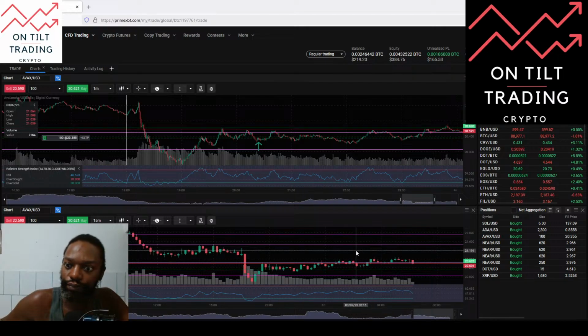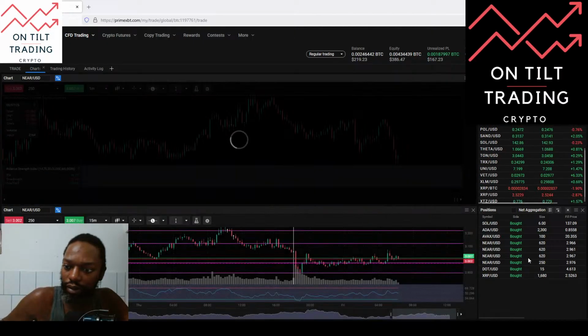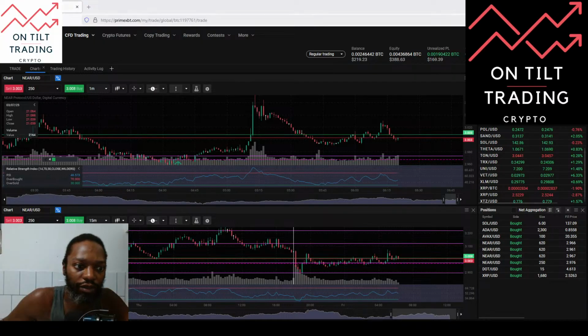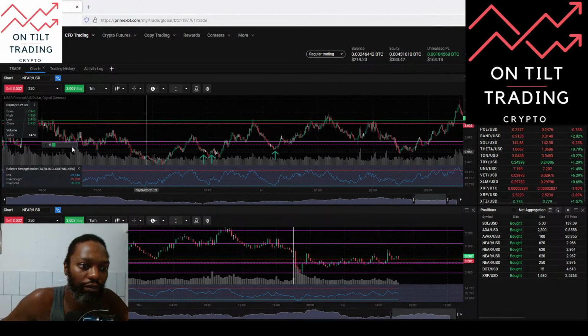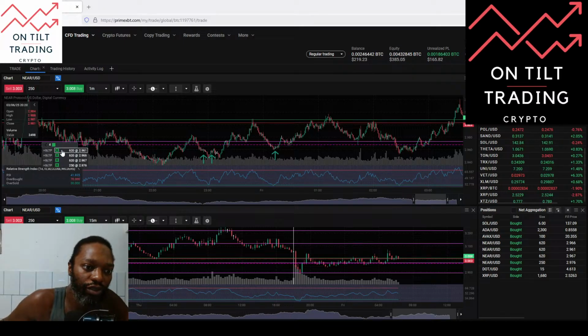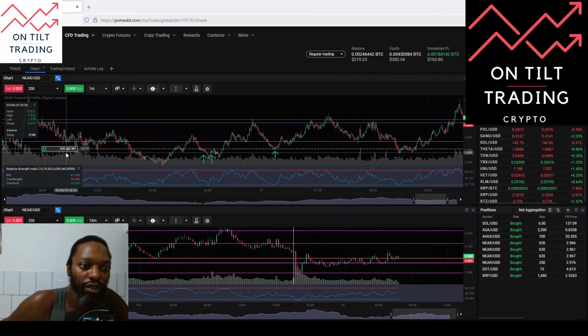Okay. Actually, let me back up. On Near Protocol, I didn't show stop loss and targets, which there are a few, but there are 4 entries. They're all relatively close. So the entries range from 2961 to 2976 is the range. I'll just pick this one.